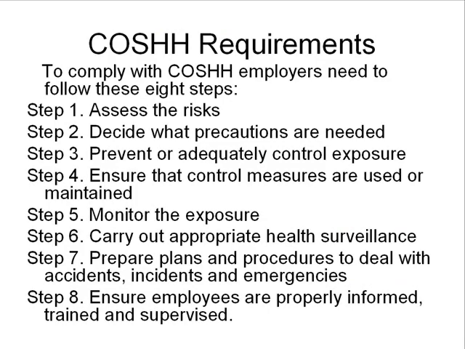COSHH requirements. To comply with COSHH, employers need to follow these 8 steps. Step 1. Assess the risks. Step 2. Decide what precautions are needed. Step 3. Prevent or adequately control exposure. Step 4. Ensure that control measures are used or maintained. Step 5. Monitor the exposure. Step 6. Carry out appropriate health surveillance. Step 7. Prepare plans and procedures to deal with accidents, incidents and emergencies. And Step 8. Ensure employees are properly informed, trained and supervised.